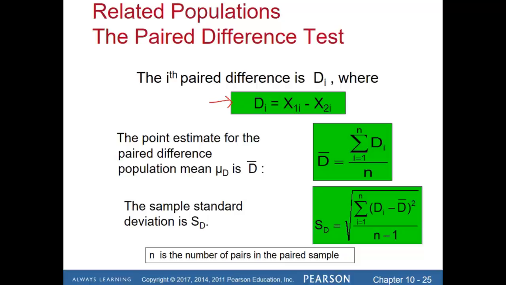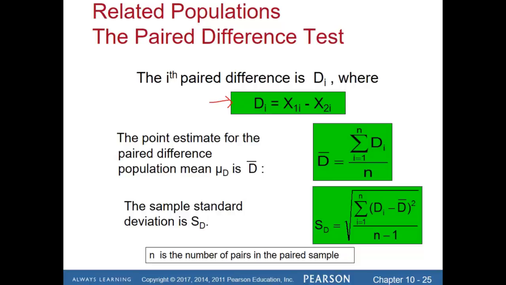All right, the point estimate for the mean difference is what we call D bar, so the average or the mean sample difference, and we can compute that by taking the sum of all of our individual differences and dividing by the number of differences. So that's just a simple mathematical arithmetic average there.